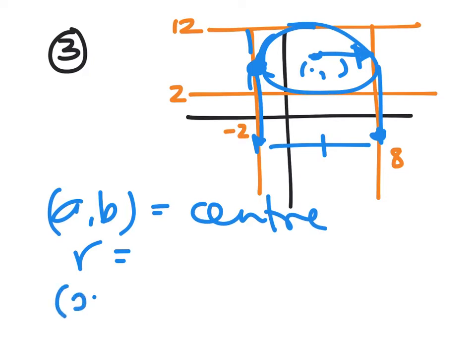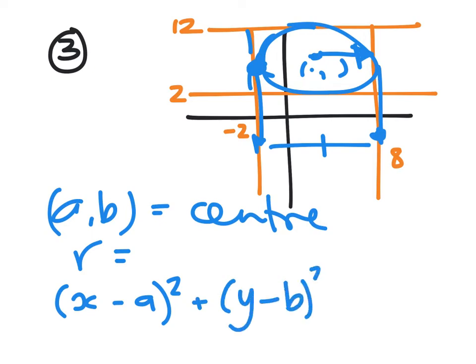Once you've done all that, you just need to plug them into the formula (x minus a) all squared plus (y minus b) squared equals r squared.